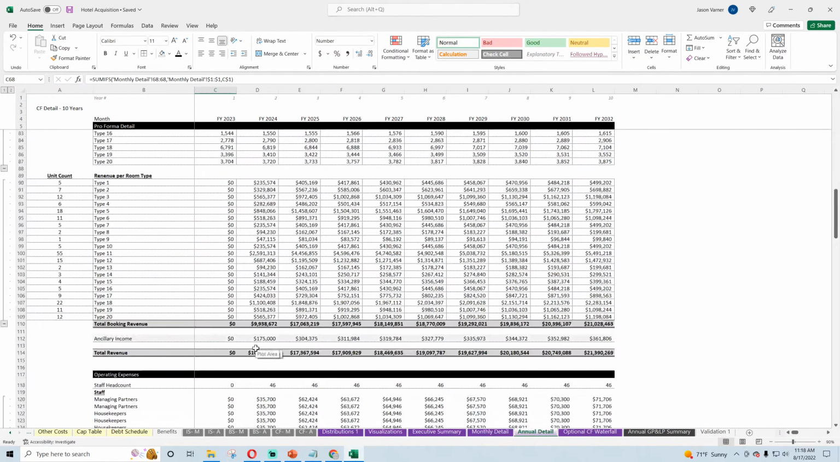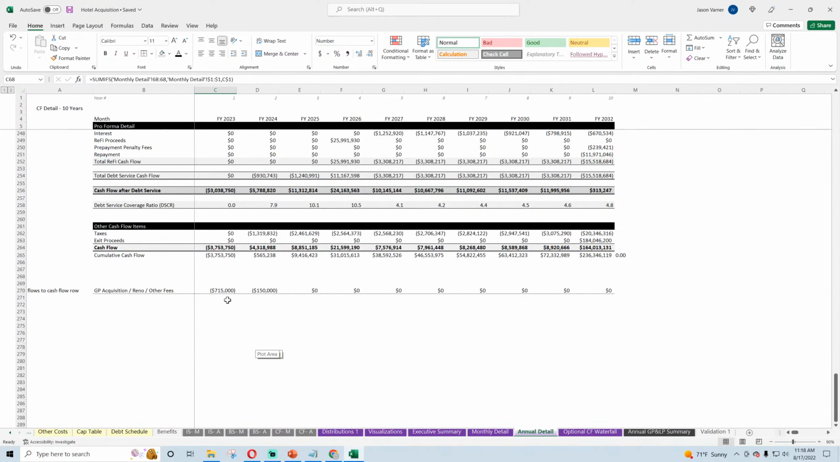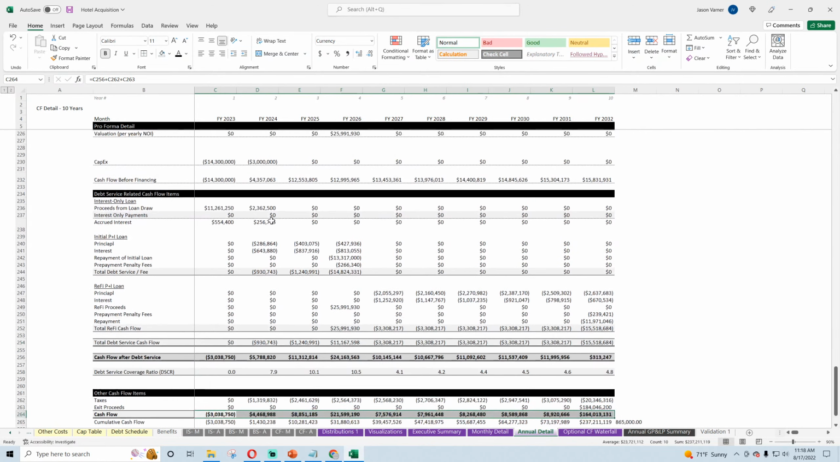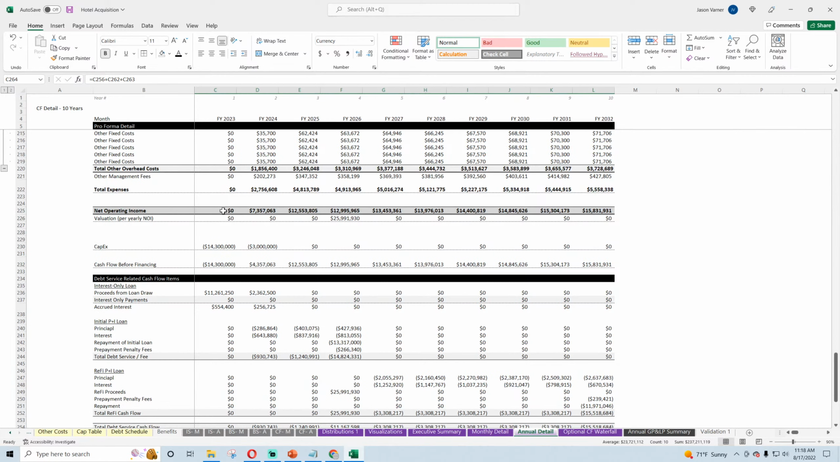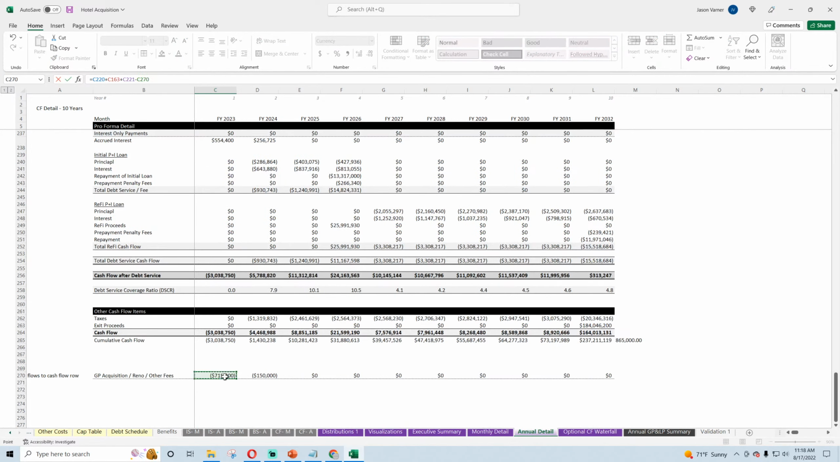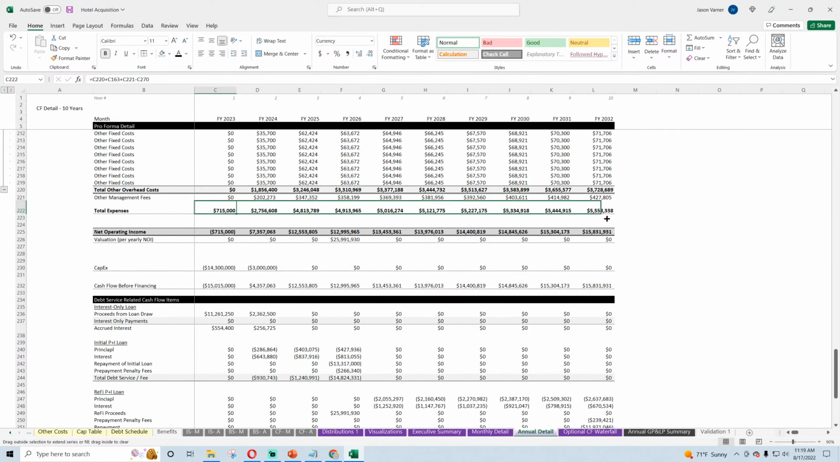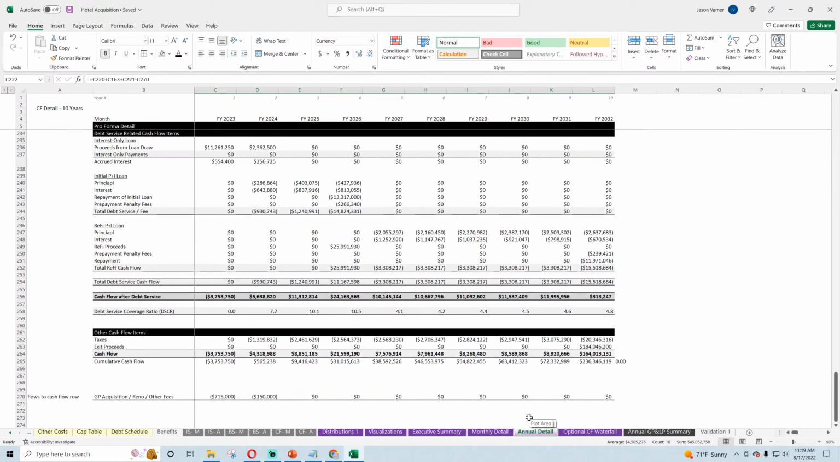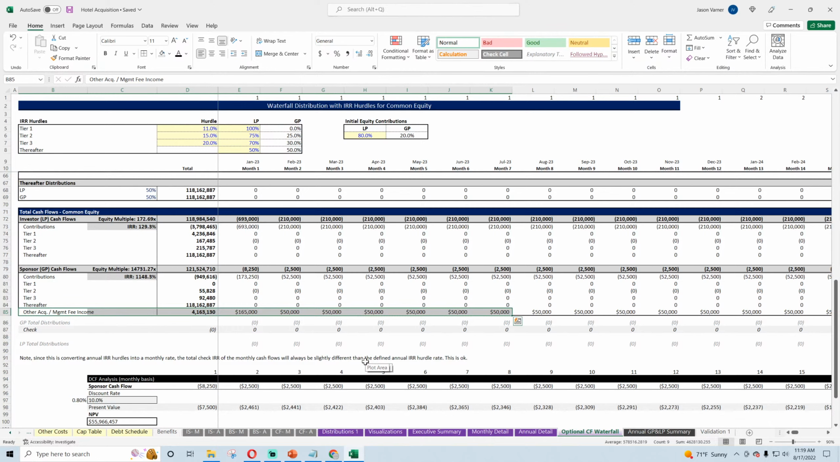And on the annual detail, let's update that. So take it out of here, and then put it in total expenses. Okay, there we go. And then that matches still. Let's make sure the waterfall still makes sense. Yeah, because we're pulling these directly.